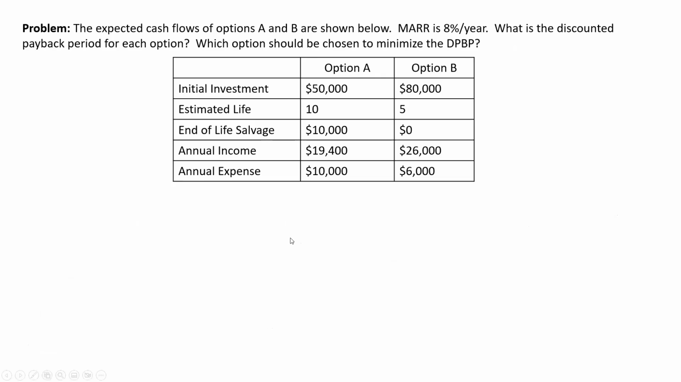Now let's look at another one. The expected cash flows of options A and B are shown below. Minimum attractive rate of return is 8% per year. What's the discounted payback period for each option? Which option should be chosen to minimize the DPBP? Minimizing a DPBP is always a good idea, right? You're getting your money's worth.